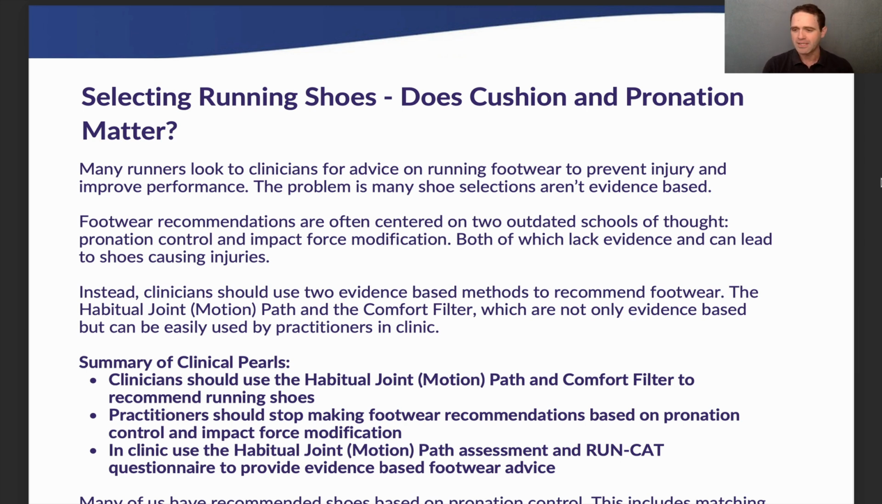And let's be honest, max cushion shoes feel nice and plush. But the problem is we see increased leg stiffness. So that means people are running harder in these shoes and compensating for all the cushioning effects that they have in the first place. So go to the other side.